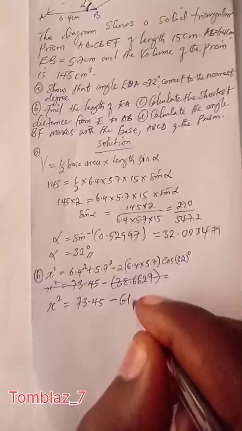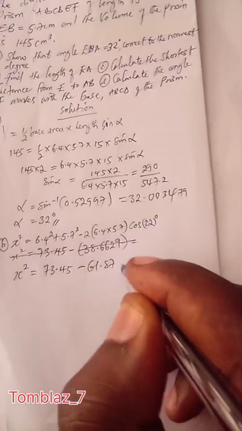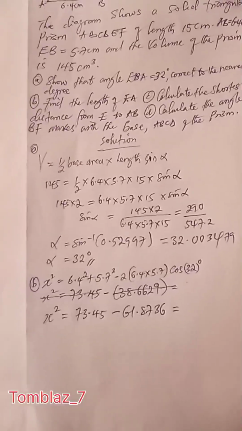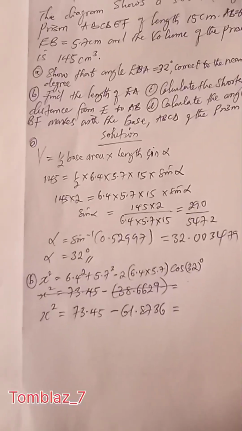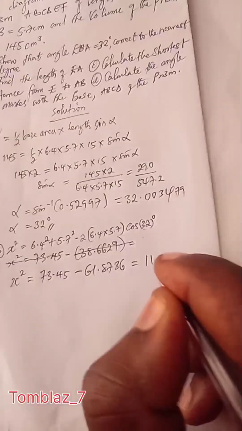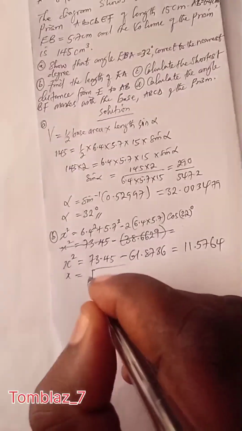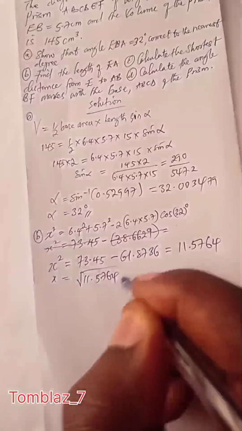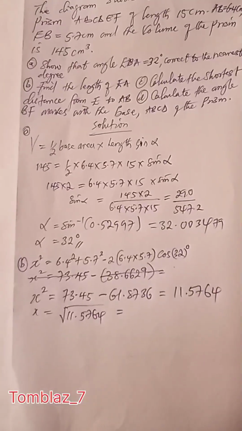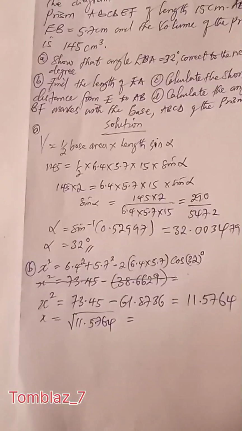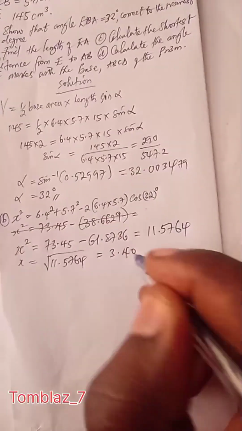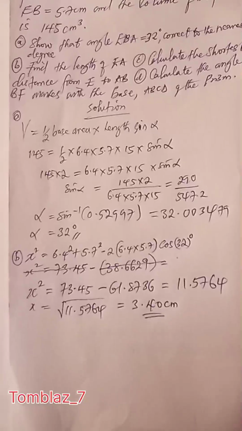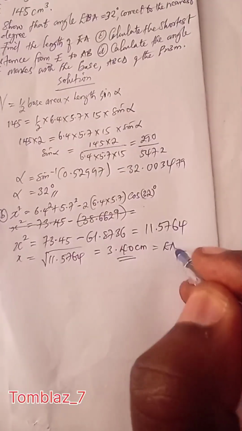So we have 61.8736. So let's subtract. We have that answer minus 73.45. So we'll have 11.5764. So x is going to give us the square root of 11.5764. So let's take the square root of that value now. We'll be having 3.40 centimeters. So that's the value of EA.